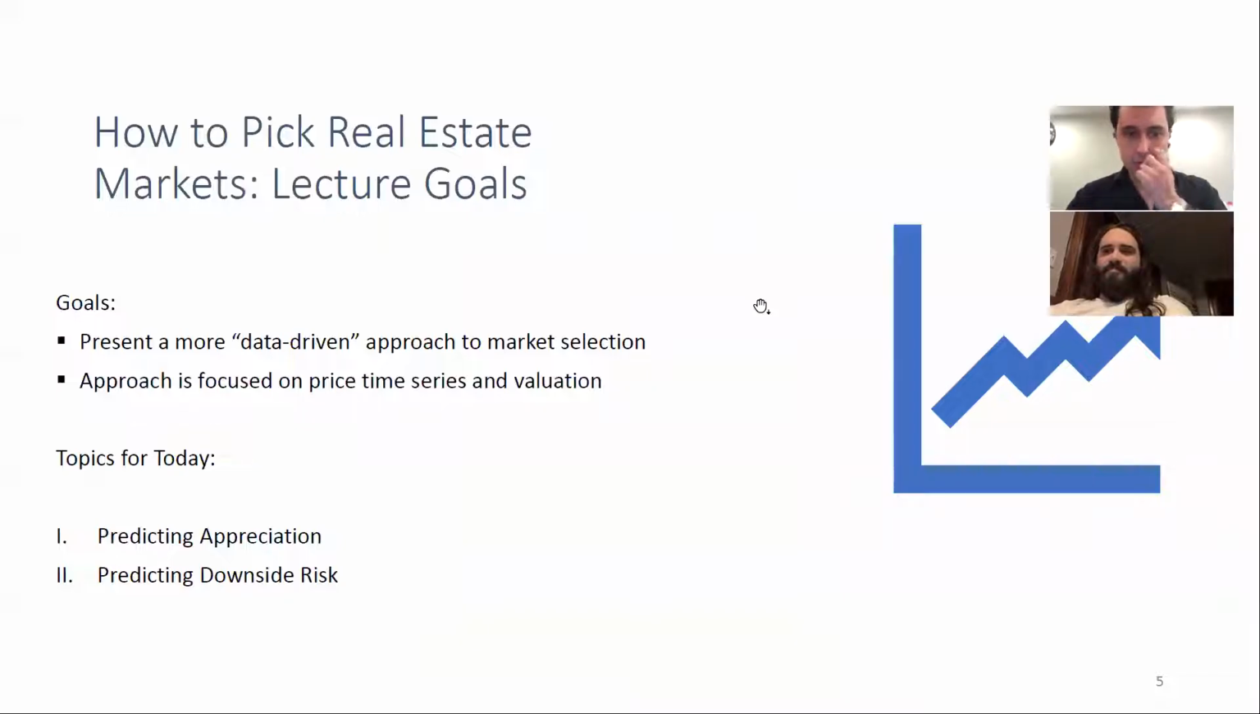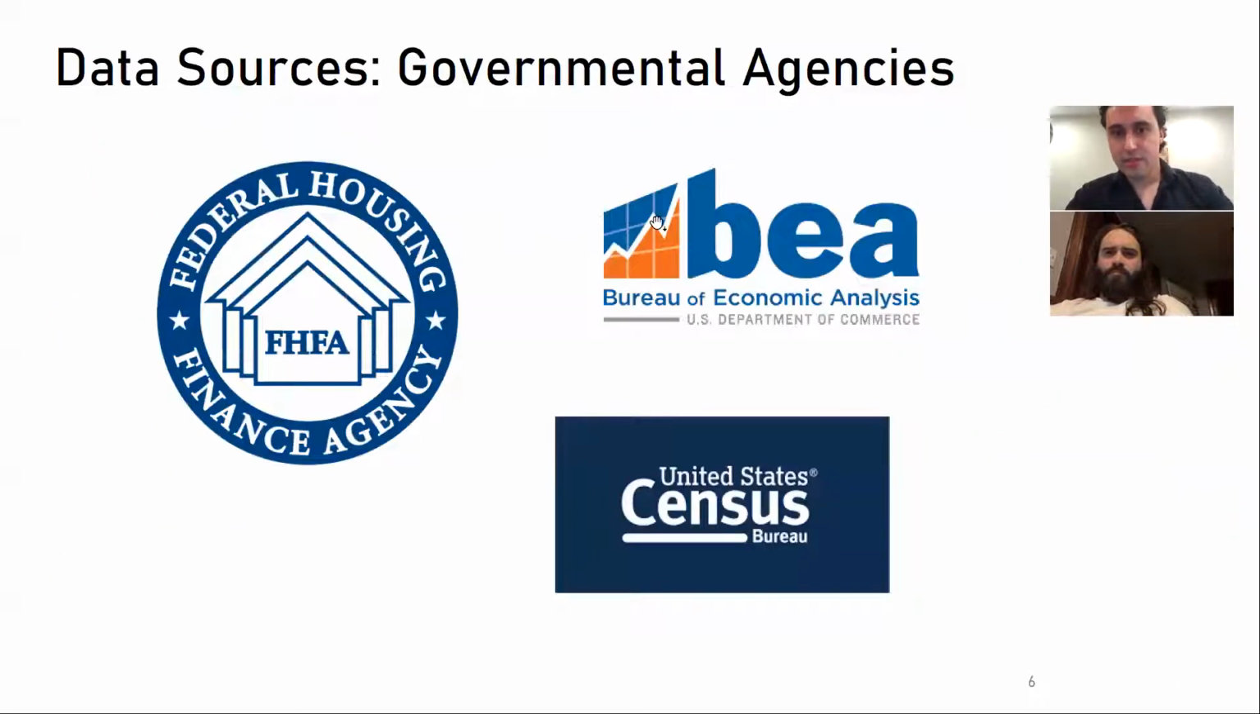A little bit of introduction. I'm going to present a relatively more data-driven approach, a little bit technical, but not too much, to market selection. The approach is focused on price time series and what I call valuation, and I'm going to touch on that in a bit. So topics, like I mentioned: predicting appreciation, predicting downside risk. Data sources are governmental agencies' data: the Federal Housing Finance Agency, Bureau of Economic Analysis, and United States Census Bureau.